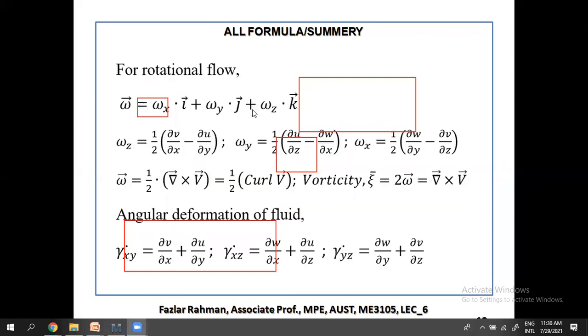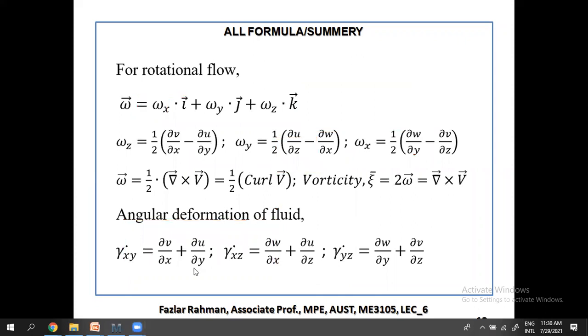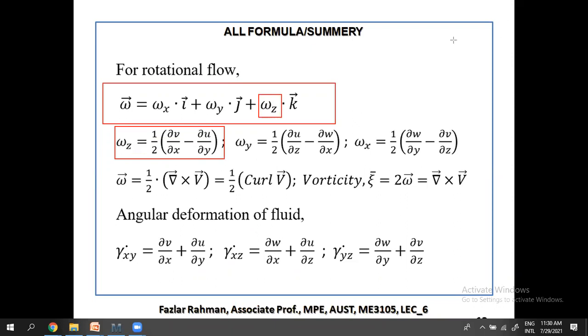Then, for rotational flow, this is our vector. Omega is the rotation along the x-axis, y-axis, and z-axis is omega z. And this is the rotation in the xy plane. This one is rotation in yz, and this one is the xz plane. And vorticity is equal to twice the rotational vector.